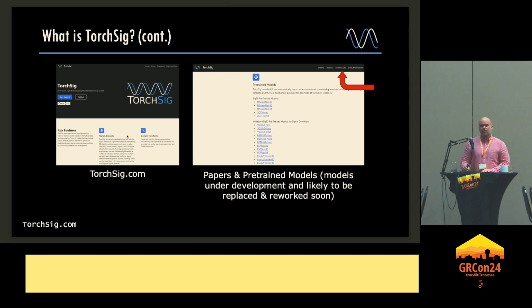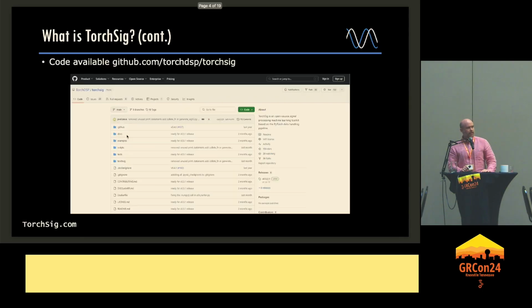If you go to torchsig.com, you can download the source code, you can download papers, and we have pre-trained models. Some of that will be changing in the future, but it gets you a good start. And then that will link you to the GitHub. So if you're interested in running it, you can go right now, do a git clone, and download all the source code. We've got a bunch of new examples there for you to run.